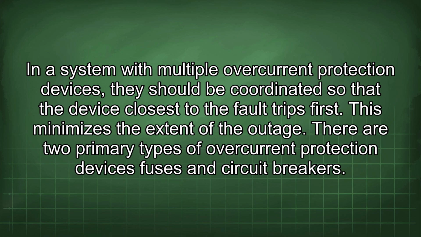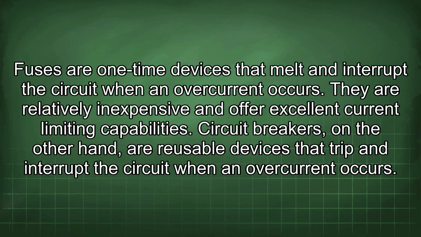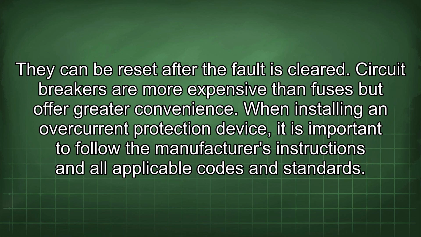There are two primary types of overcurrent protection devices: fuses and circuit breakers. Fuses are one-time devices that melt and interrupt the circuit when an overcurrent occurs. They are relatively inexpensive and offer excellent current-limiting capabilities. Circuit breakers, on the other hand, are reusable devices that trip and interrupt the circuit when an overcurrent occurs. They can be reset after the fault is cleared. Circuit breakers are more expensive than fuses but offer greater convenience.